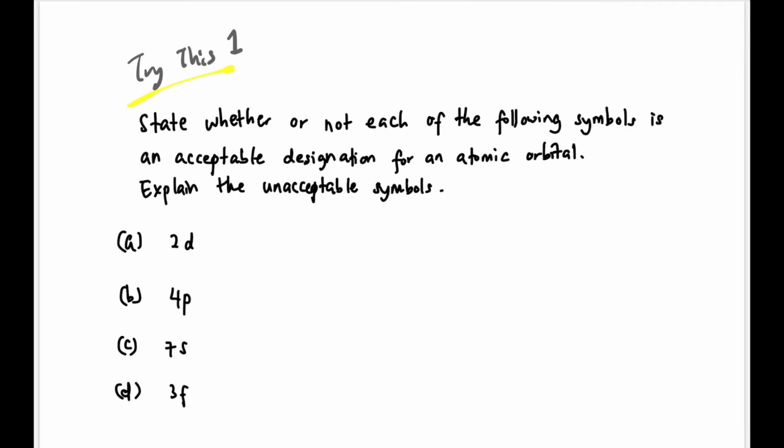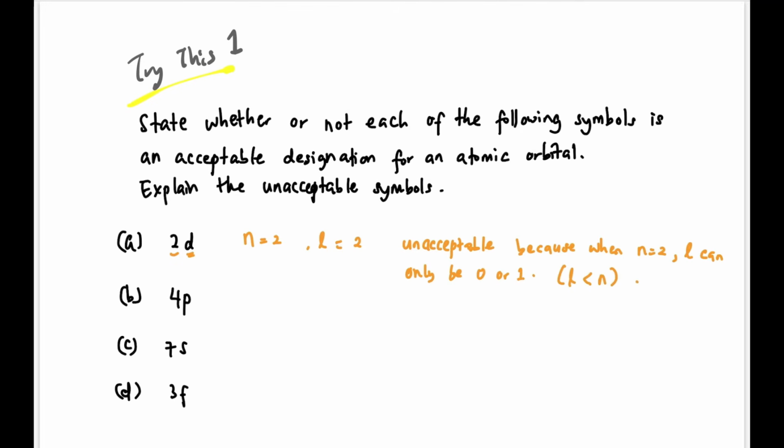Let's try this question. State whether or not each of the following symbols is acceptable designation for an atomic orbital or not. Explain kalau tidak acceptable lah. Jadi 2D, dalam 2D N equal to 2, L equal to 2 juga. So this designation is unacceptable because when N equal to 2, L can only be 0 or 1 because L is always less than N.